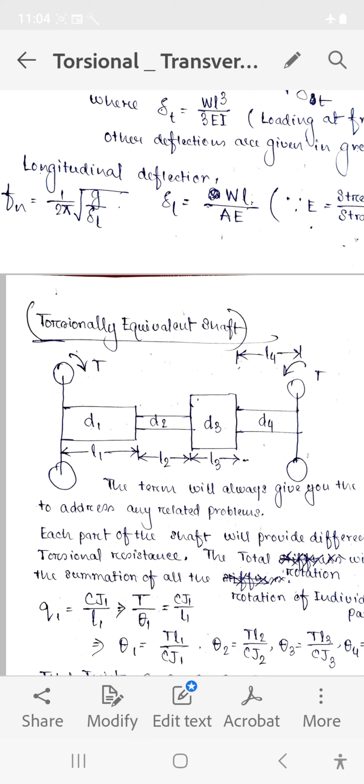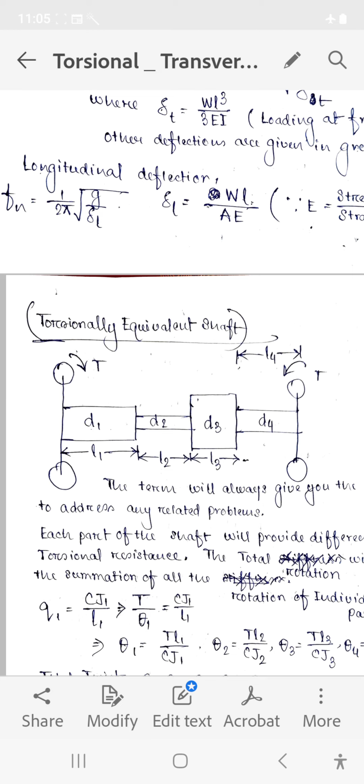Means if I apply the same amount of torque, the angle of twist should be the same for the equivalent shaft and for this shaft also. So here you can see for torsional vibration two opposite torques will be provided, so that's why these arrow directions are different. And I can see that at different lengths, L1 is having the D1 dia, L2 is having the D2 dia, L3 D3 and L4 D4 dias.